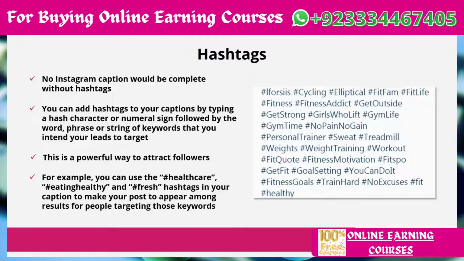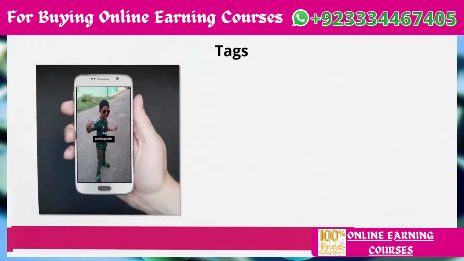For example, you can use the healthcare, eating healthy, and fresh hashtags in your caption to make your post appear among results for people targeting those keywords. Our final recommendation when it comes to hashtags is to create them as strings of keywords, as opposed to single keywords, because single keywords can yield too many results.